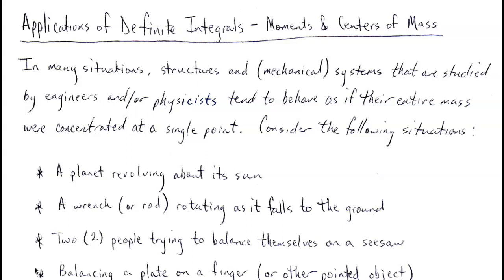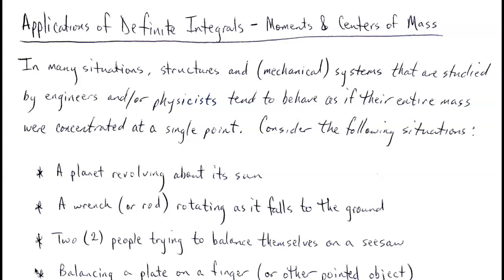So in many situations, structures and mechanical systems that are studied by engineers as well as physicists tend to behave as if their entire mass were concentrated at a single point. Another way of putting that is we could take an object or system and reconfigure or translate it as being just this figure acting at this one particular point. And in doing that, all the action going on for that object or figure will be at that center of mass, or sometimes it's called a centroid.